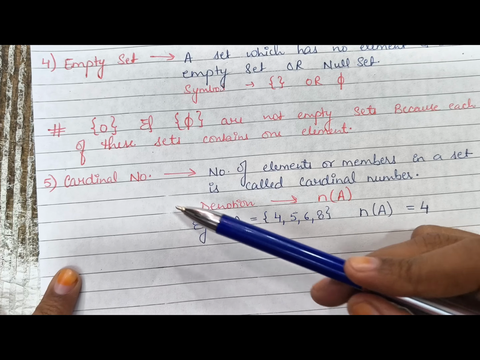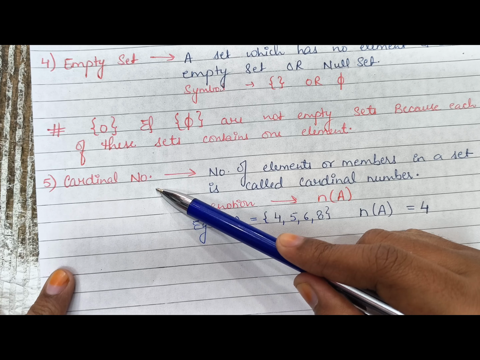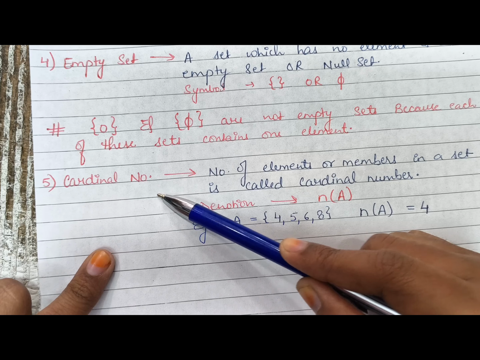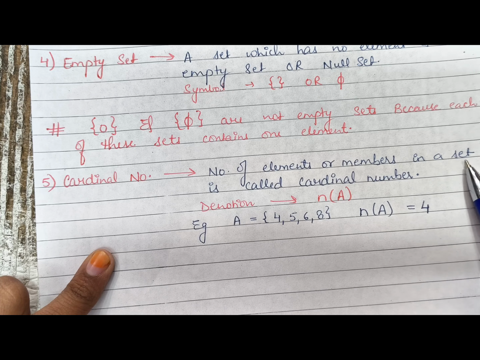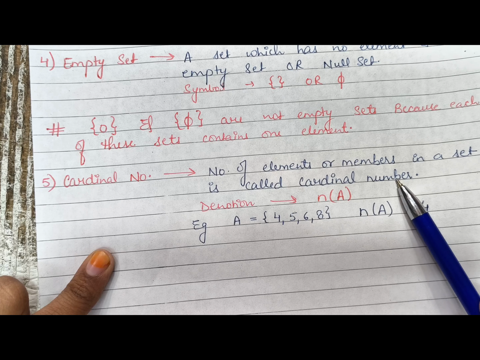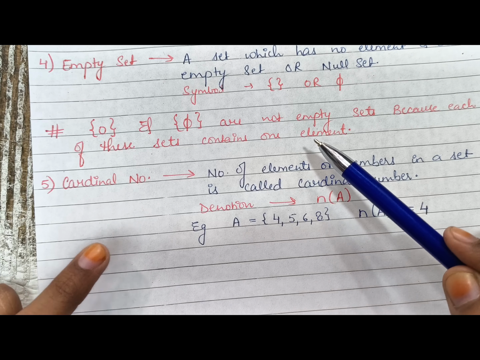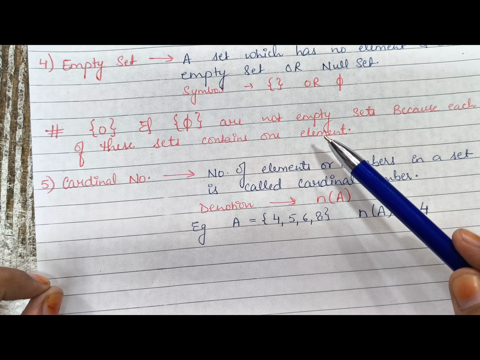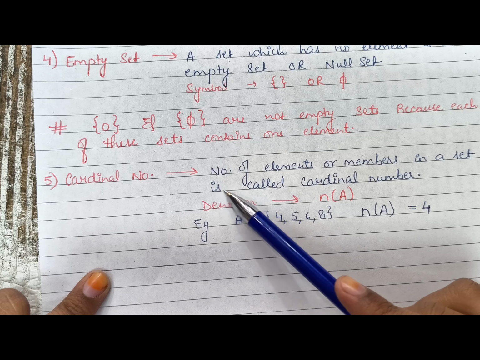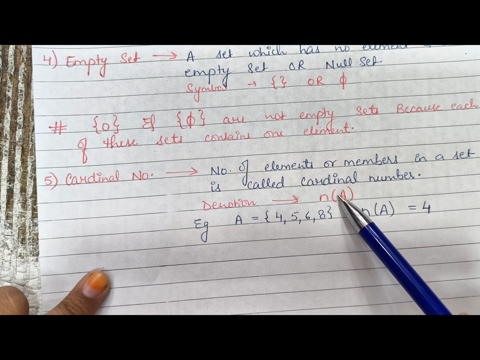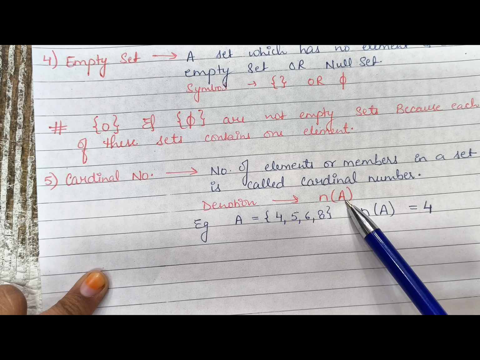Then there is something called cardinal number. This is very important and this is asked so many times in exams as well. Number of elements or members in a set is called a cardinal number. For example, there is a set and it has 4 elements in it. So the cardinal number of it will be 4. Denotation, that means symbol of cardinal number, is n and the name of the set. For example, there is set A. So under this bracket, there will be A.